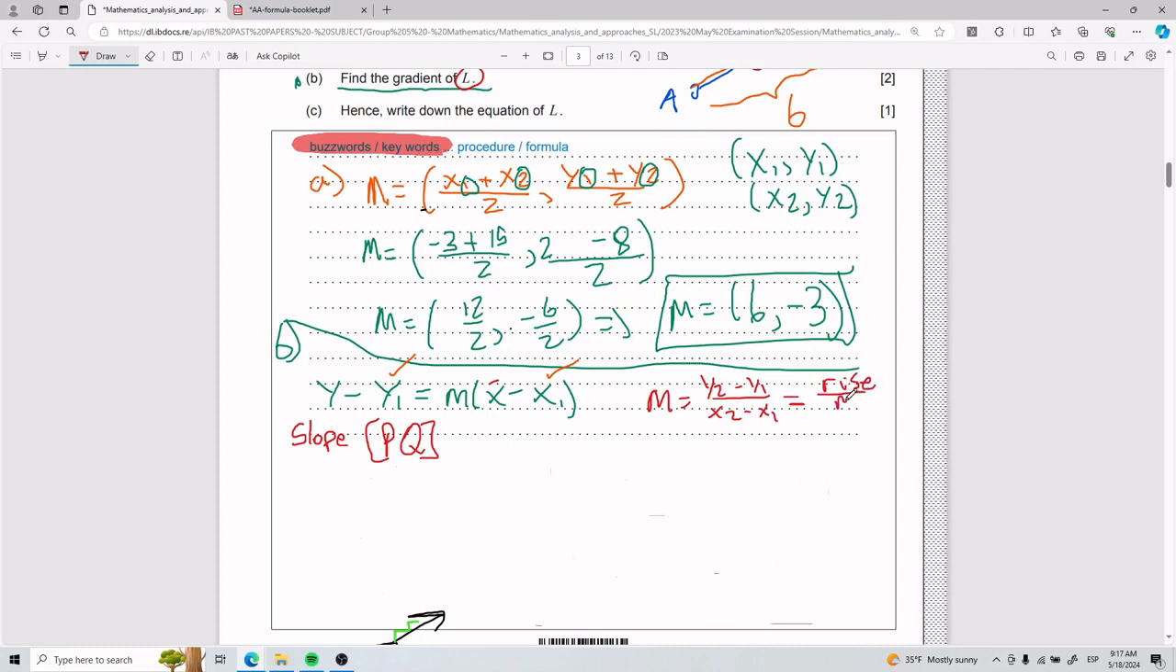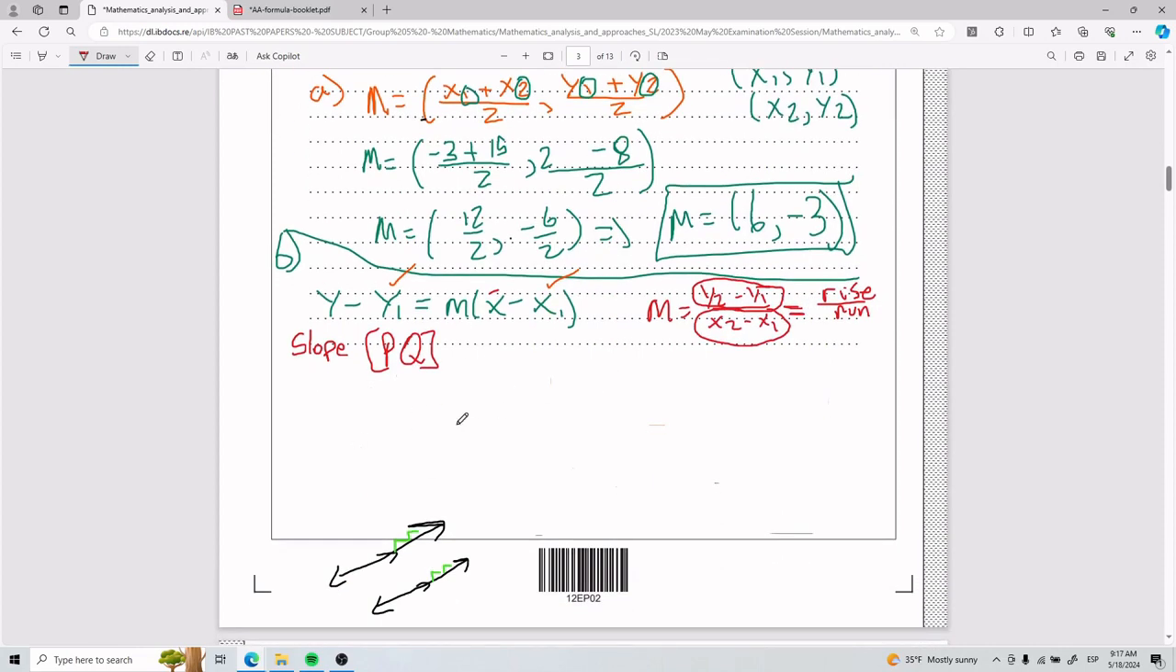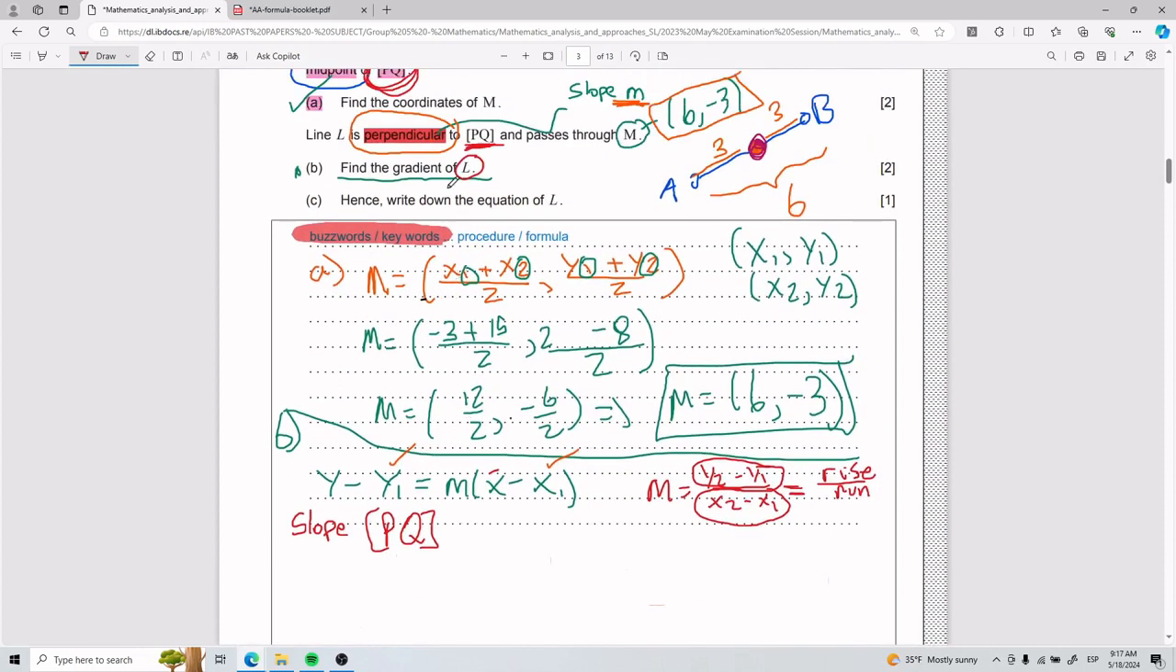And here it makes sense how the formula looks, because your y values, which are vertical for rising, are on top. So that's why rise is on top. And for running in horizontal, you have your x values. So that's why y is on top and x is on the bottom. Rise over run, okay?